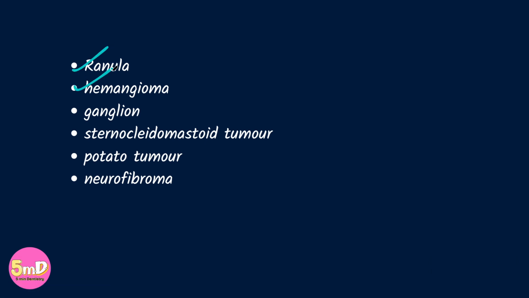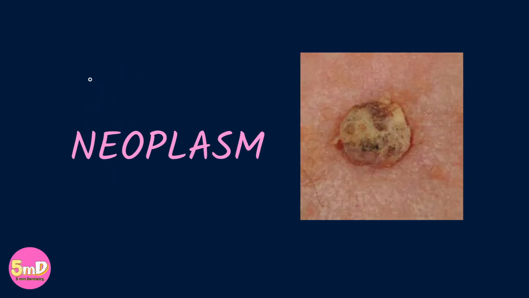Ranula, hemangioma, ganglion. Ganglion, this doesn't mean the nerve cell collection. It is a swelling in the hand region or tendon region. You should know the difference between the anatomical ganglion and what a ganglion is in surgery. Sternocleidomastoid tumor, potato tumor, and neurofibroma. Regarding ranula, you will see more in the swellings of the salivary gland.